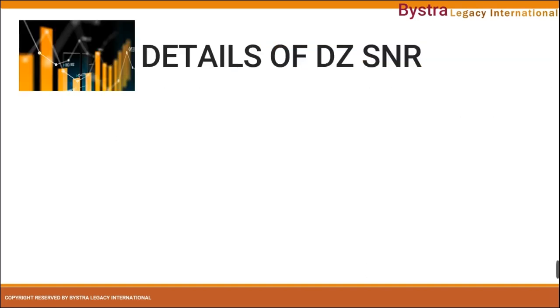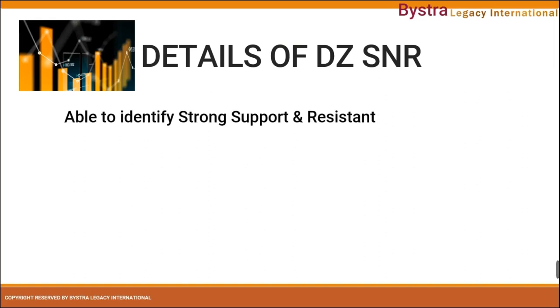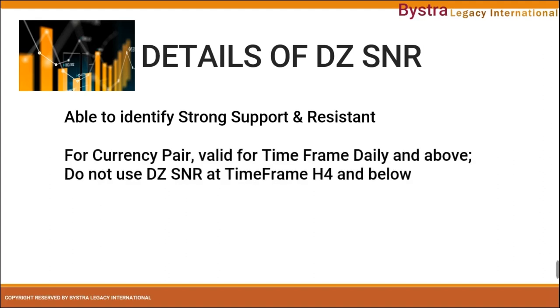Now let's look at the details of the danger zone SNR. First, we are able to identify a good strong support and resistance. For currency pairs, normally the valid time frame would be daily and above. For me, my preference, I always prefer to use weekly. It is much stronger. Of course, definitely, it is more reliable. Daily, yes, if it is aligned together with the weekly time frame.